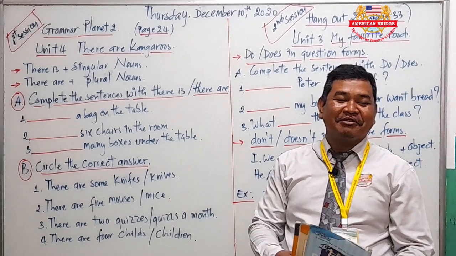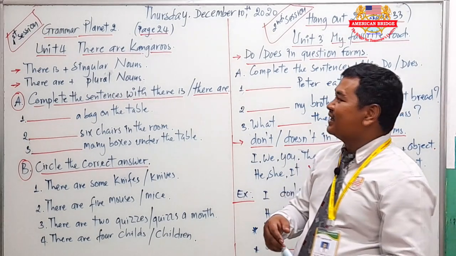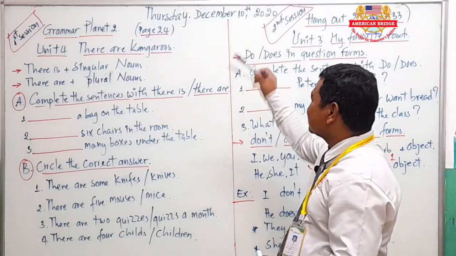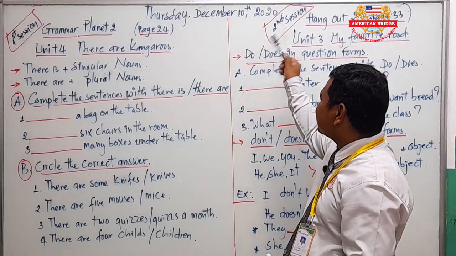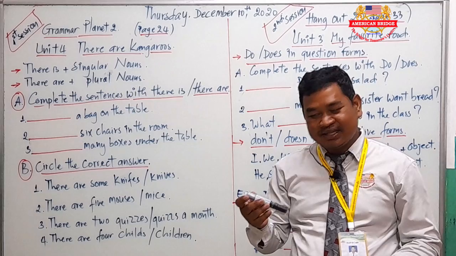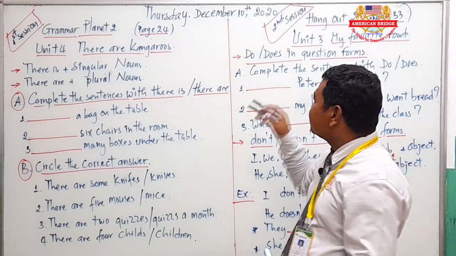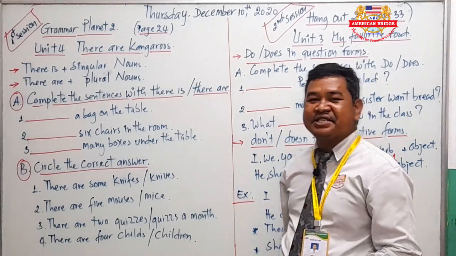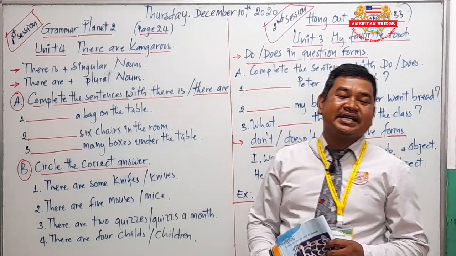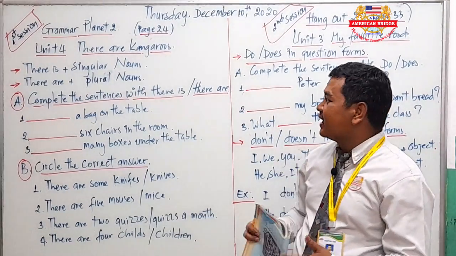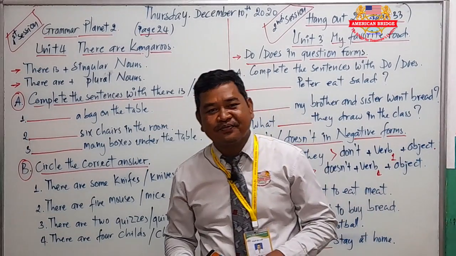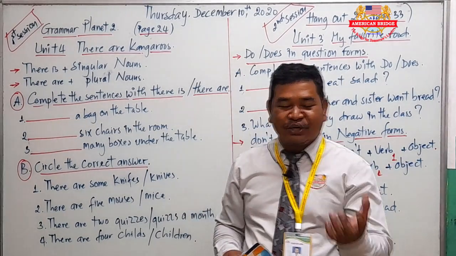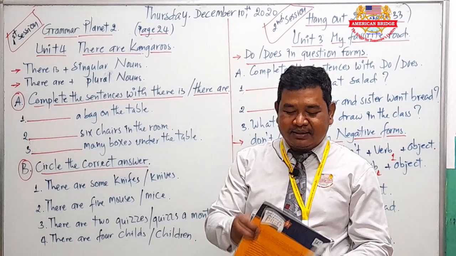And what day is today, everyone? Okay, today is Thursday, December 10, 2020, right? Thursday, December 10, 2020.